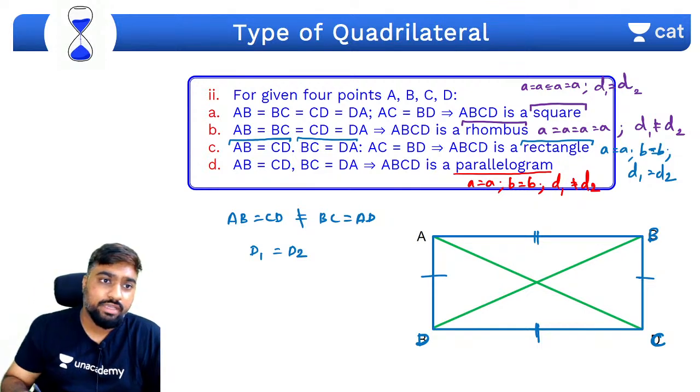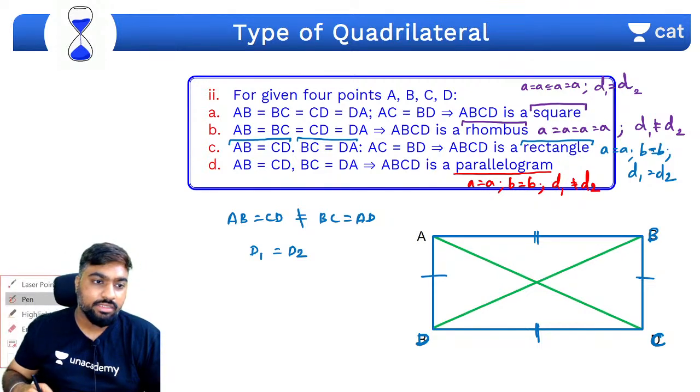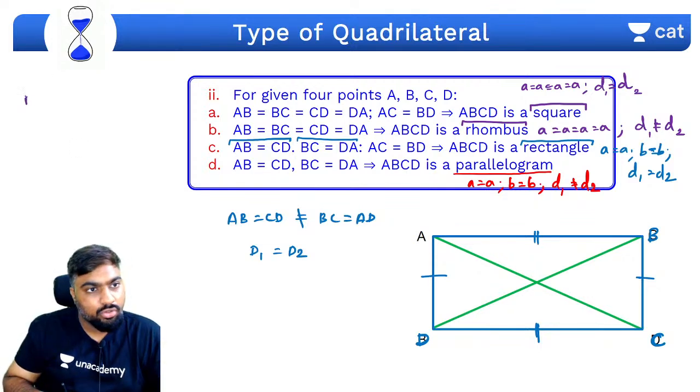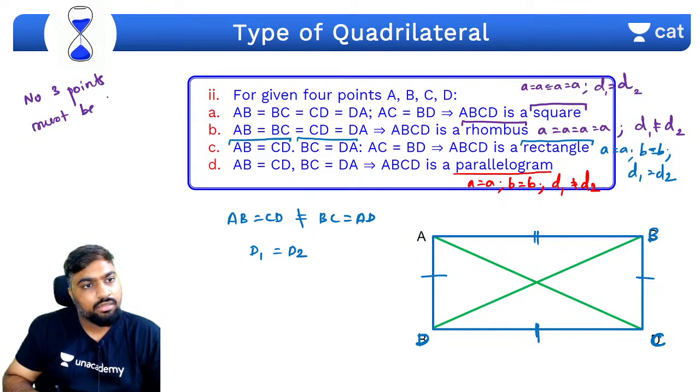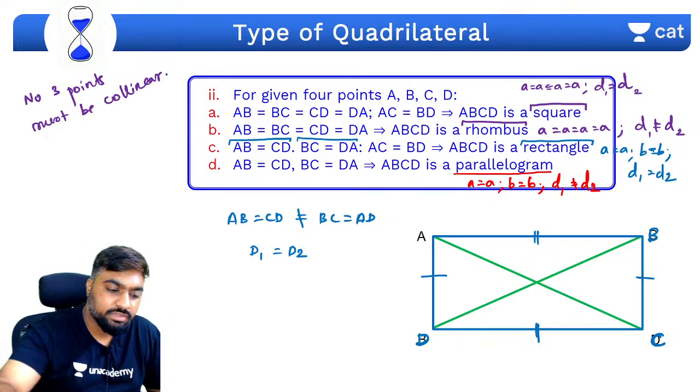And also you need to ensure that it is a quadrilateral. मतलब क्या? No 3 points must be collinear. No 3 points must be collinear.